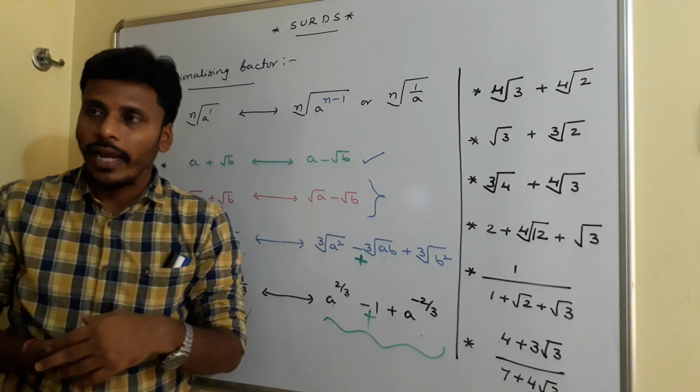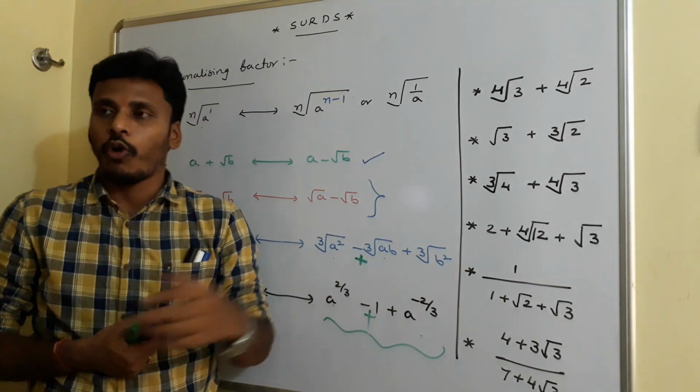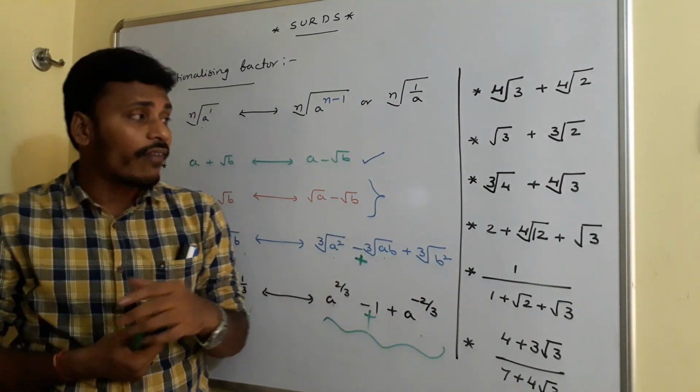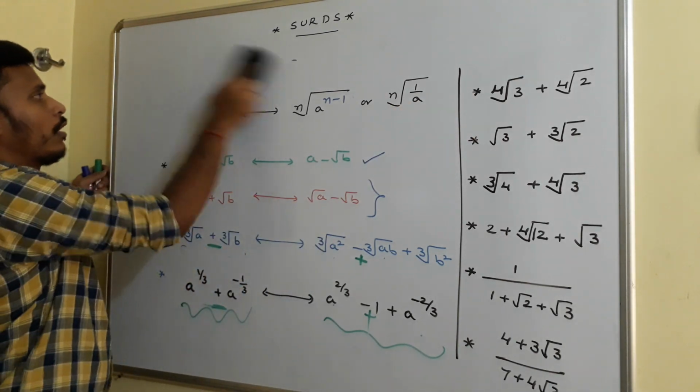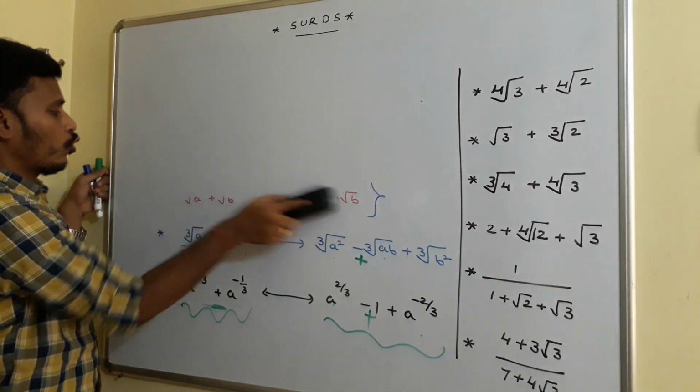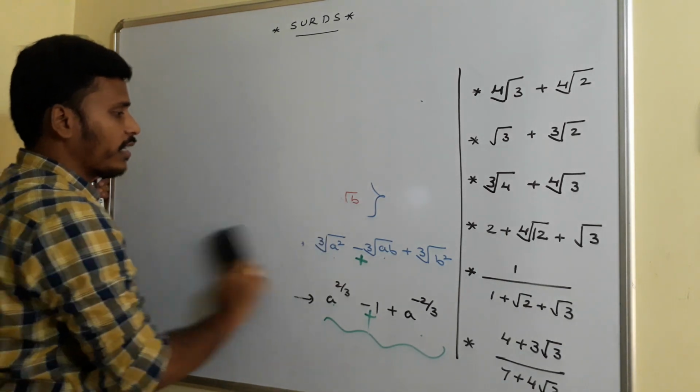And now I am going to find the rationalizing factors for these 4 problems one by one. Now have a look for the first one. What is the problem given there? 4th root of 3 plus 4th root of 2. You need to find the rationalizing factor.